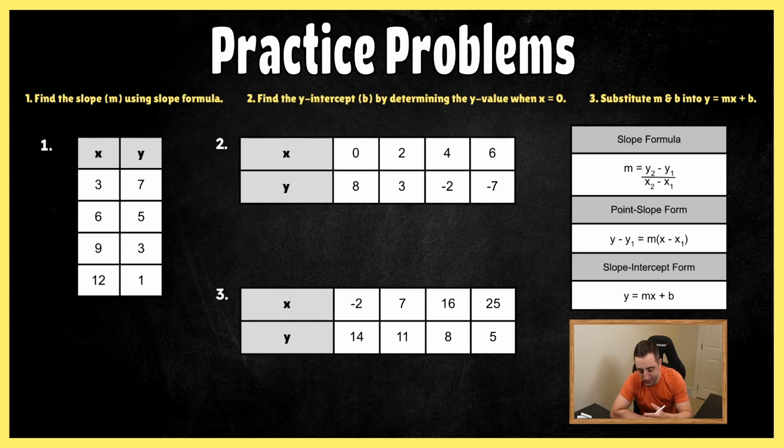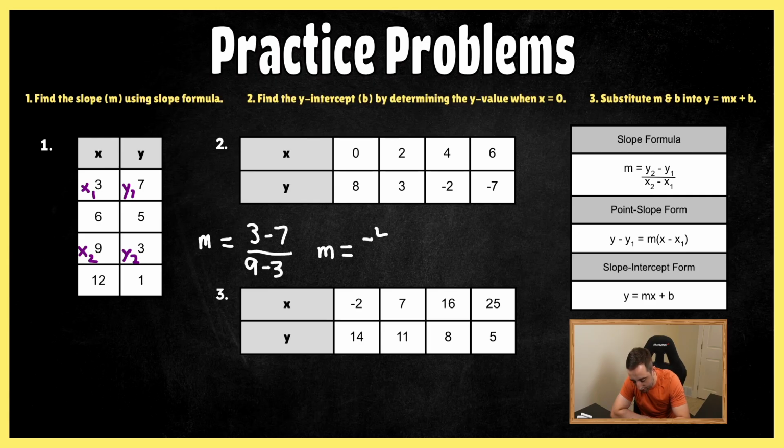So we're going to start with, once again, finding the slope using slope formula. So let's pick 2 ordered pairs. So I'm going to label 3, 7, x1, y1, and I'll pick 9, 3 as x2, y2. Let's go ahead and plug that into slope formula. So m equals, we have 3 minus 7 in our numerator, and then x2 minus x1 is going to be 9 minus 3. M equals 3 minus 7 is negative 4 over 9 minus 3, which is 6.